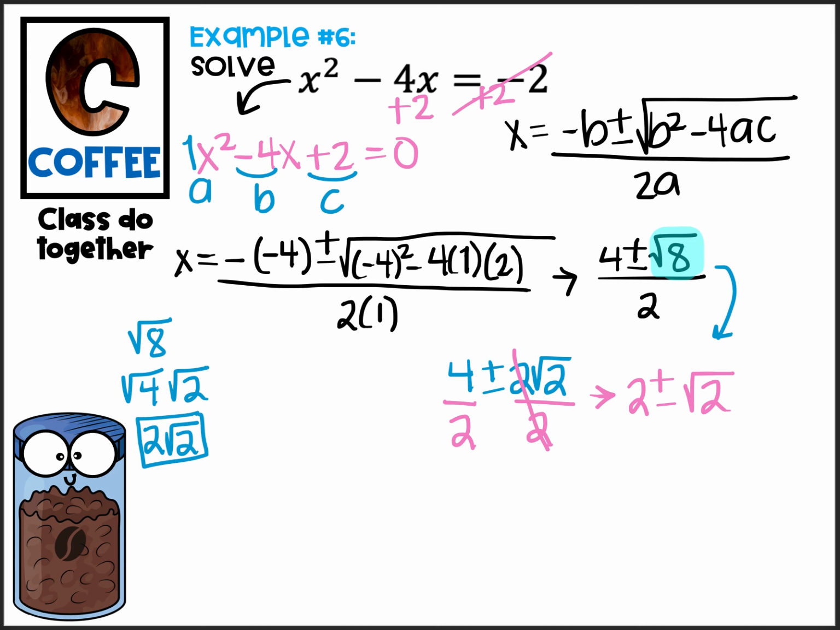That's my solution set. You can write it as x is equal to 2 plus or minus the square root of 2, or using the fancy brackets, 2 plus or minus the square root of 2.